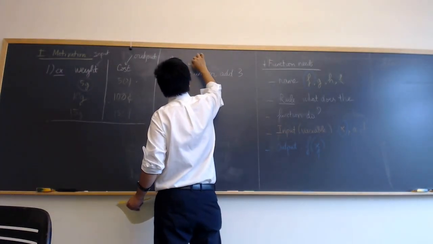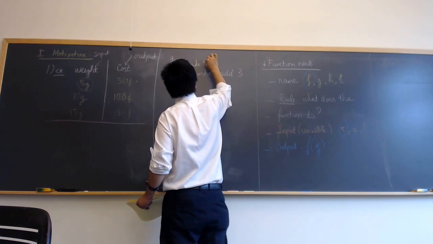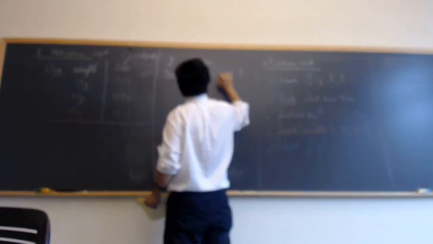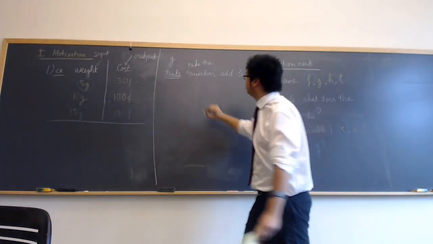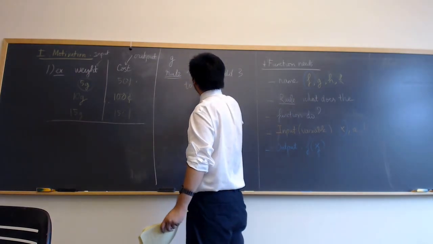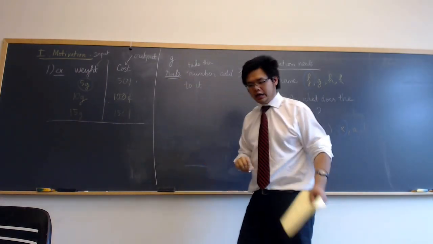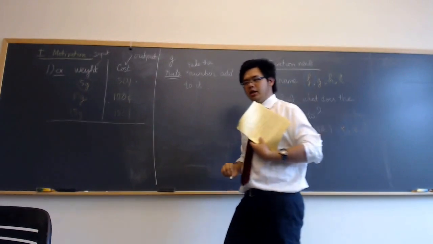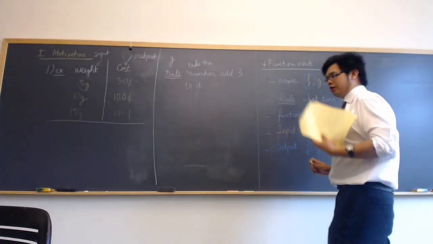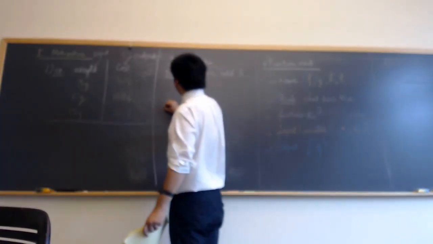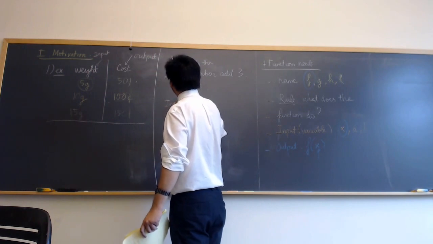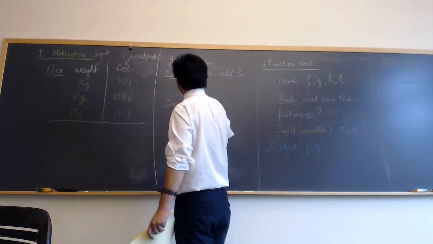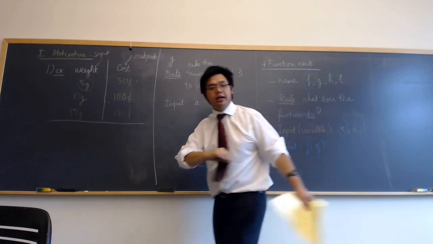Take the number, add 3 to it. And I'm going to choose my input. Give it a name, like input name. I'm going to choose it as A.